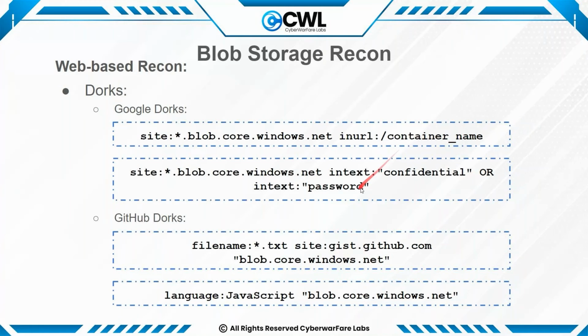We also have GitHub dorks here. This will search for some text files for your blob storages on GitHub. You can try them. Actually, you can do a lot more things with the dorks. You can customize a dork by your preference. You can add some other parameters as well. You can add inurl, you can add intitle, and many more things.